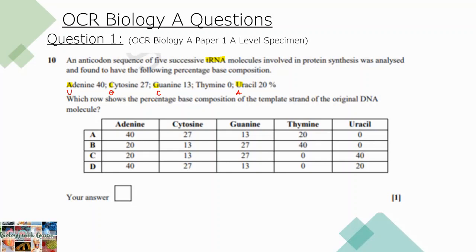So if we have a look at our answers, we know that C and D are going to be wrong because they include uracil. So that's not correct, so we can get rid of those. And then we've got B and A. So we worked out that thymine is going to have 20%, and the 20% is here. So that means that A must be our correct answer.